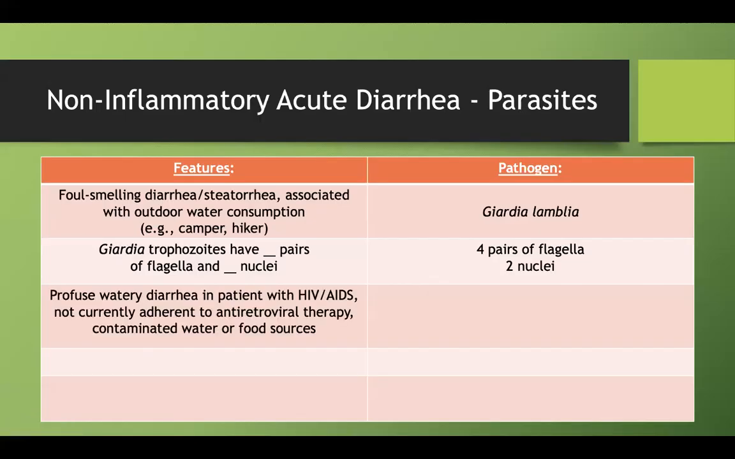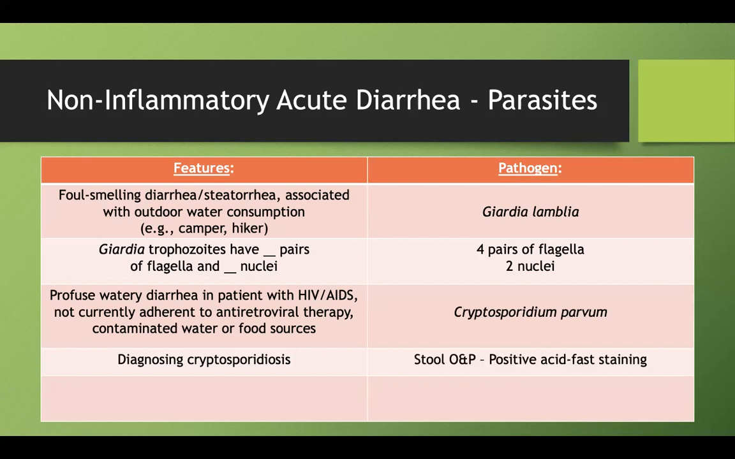What if you saw somebody who has HIV and AIDS and they end up presenting with profuse watery diarrhea and they haven't been taking their antiretroviral medications? This parasite is associated with contaminated food or water sources. So that's going to be something called Cryptosporidium. And you can diagnose this. There's a few different ways, but a way they like to test it, they want you to know that this specifically can be diagnosed on stool. If you do a stool O&P, it'll stain acid-fast positive.